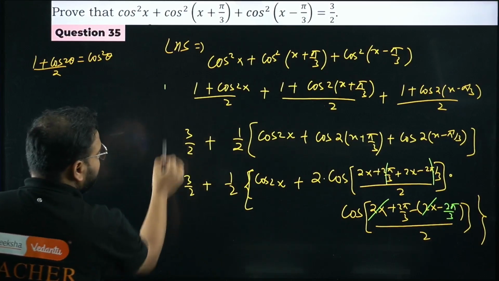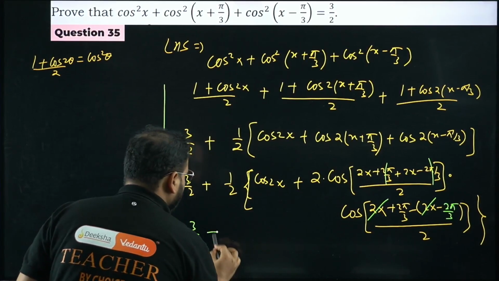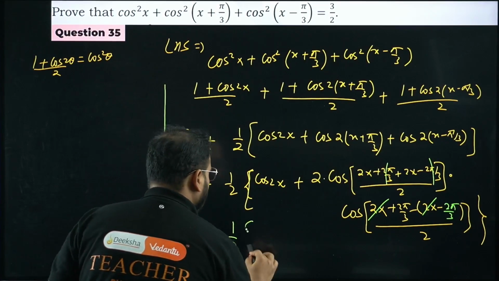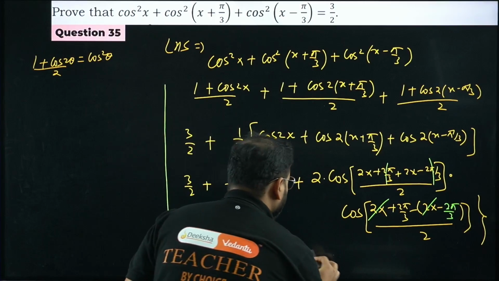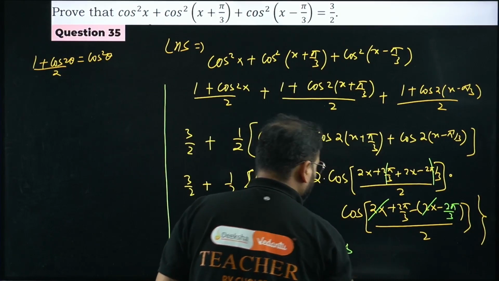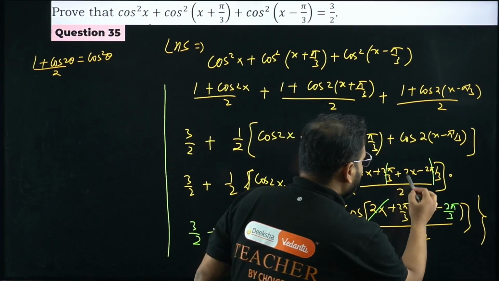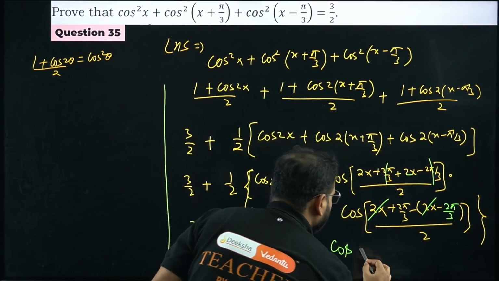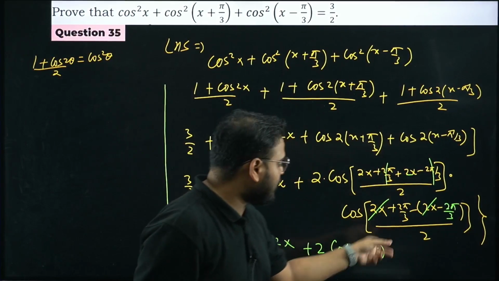What I am left with now, please check quickly. I can write it over here, one last step. 3 by 2 plus 1 by 2 outside bracket. Cos 2x is as it is, okay? Plus 2 is there. What I'm getting now? First cos, you check. You have 2x plus 2x. 2x plus 2x is 4x, right? 4x by 2 is nothing but 2x only, na? Please check. 2x plus 2x is 4x by 2 is 2x only.